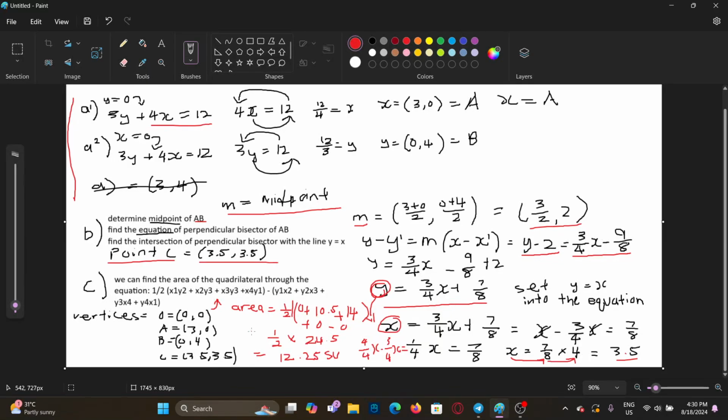After implementing the coordinates into the equation, we are left with 0 plus 10.5 plus 14 plus 0 minus 0. So we are left with 1 over 2 times 24.5. And finally, we are left with 12.25 square units, which is the area of the quadrilateral.